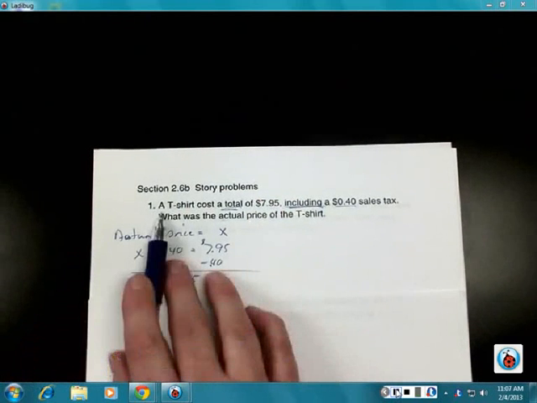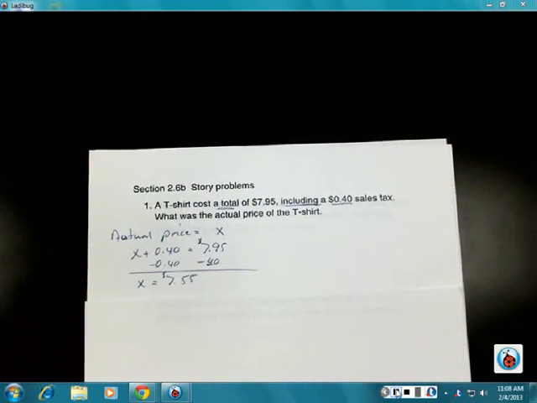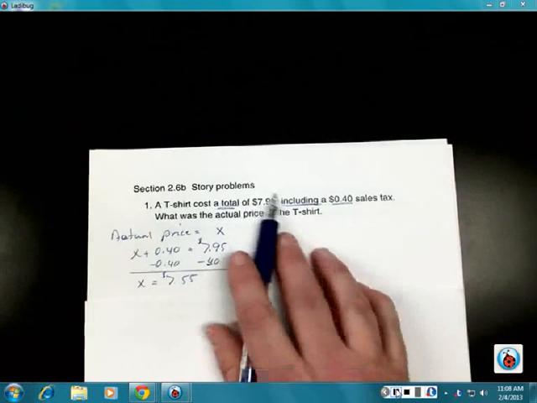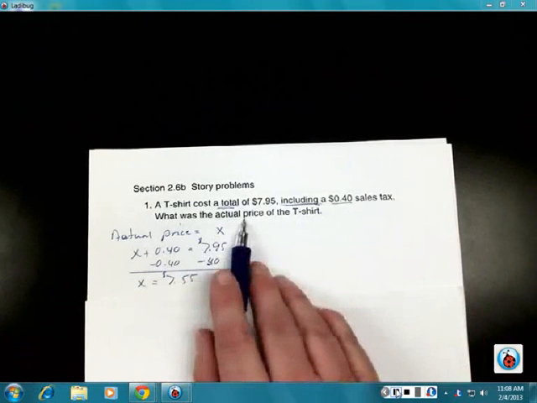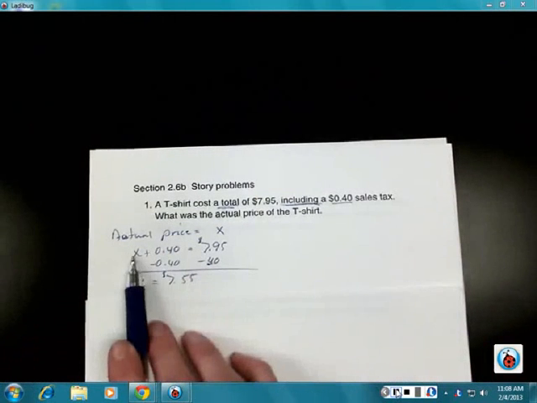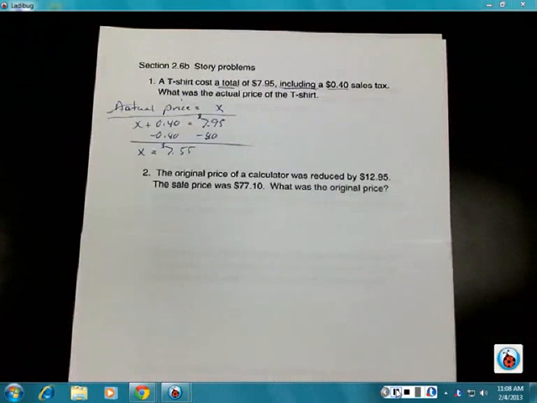If we go back and interpret what we just did, total made me think addition. I've got to add something together to get a total, because that's the only way I can get totals. And it was this, but including this sales tax, what was the actual price? I didn't know what the price was, so that's why I had to make the actual price X. Assign your variables. Before you start writing anything out, make sure you know what that variable is going to be. So if we go to the next one.